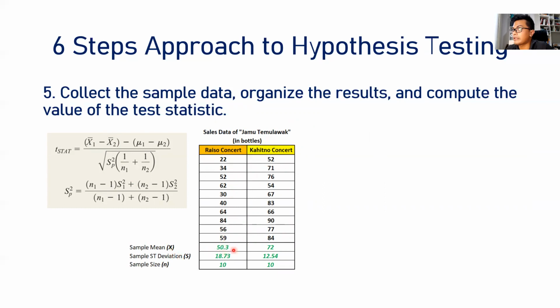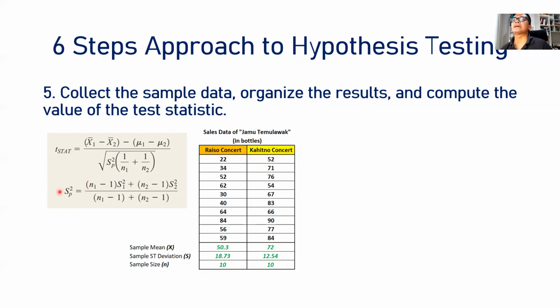We can calculate using Excel or manually the sample mean, standard deviation, and sample size. We have 10 data points, therefore we use a sample size of 10, for both sample 1, the Rhizo Conserved, and sample 2, the Chyno Conserved. Then after that we can go.